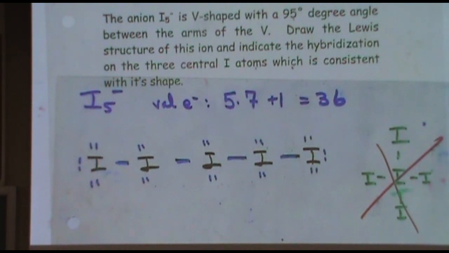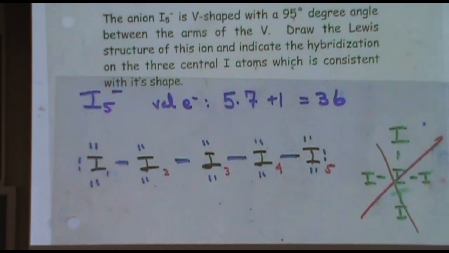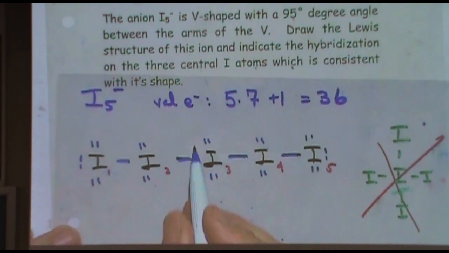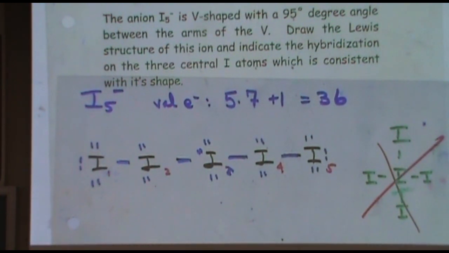There's a lot of central atoms, so I'll number them. 1, 2, 3 for the middle, 4, and then 5 there on the end. Okay, so you want 4 electrons on 3. Just want to make sure I got it. Okay, so let's do that. All right, let's talk about shape, and let's see how this shape turns out.